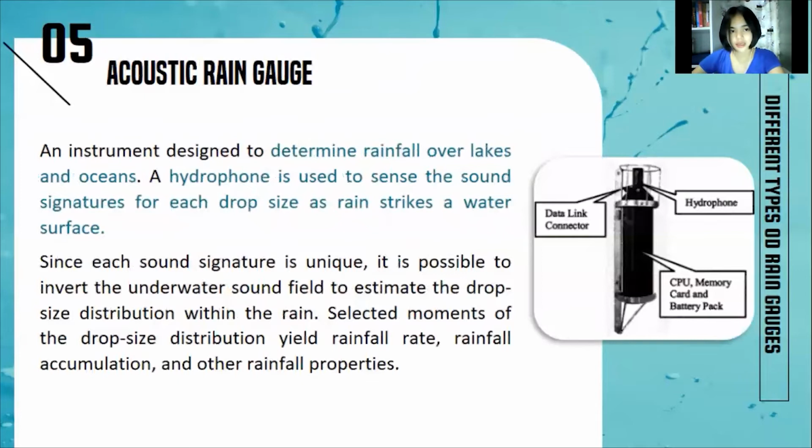The acoustic rain gauge is used to determine the rainfall over lakes and oceans. It uses a hydrophone, which is used to sense the sound signature for each drop size as the rain strikes a water surface. Since each sound signature is unique, it is possible to invert the underwater sound field to estimate the drop size distribution within the water. Selected moments of the drop size distribution yield rainfall rate, rainfall accumulation, and other rainfall properties.